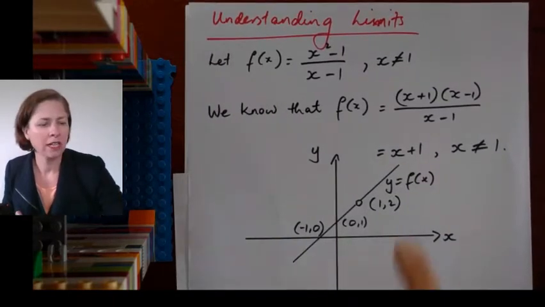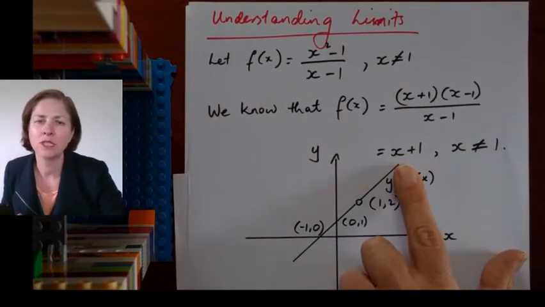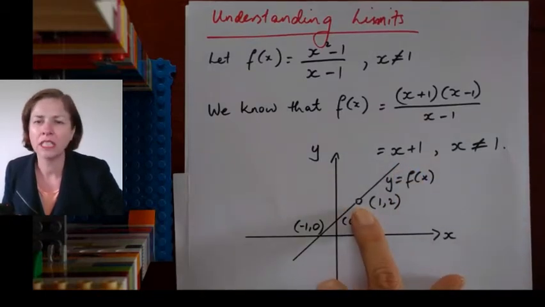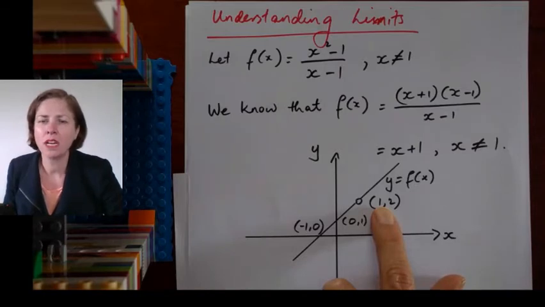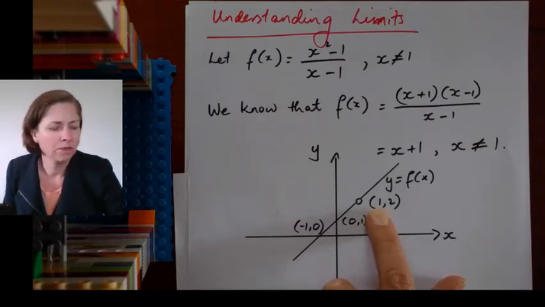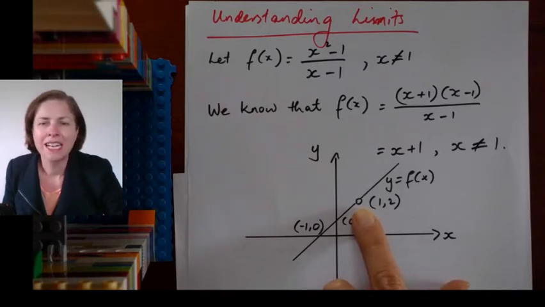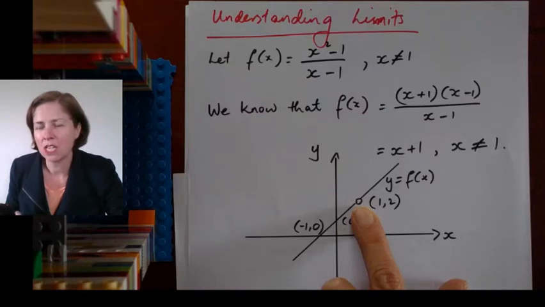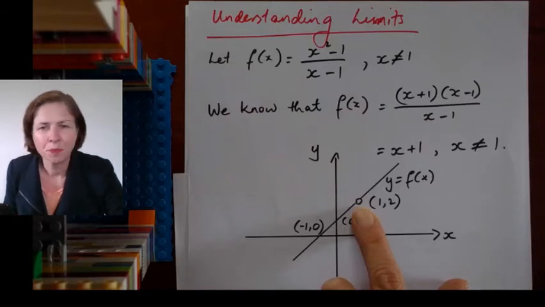It's a straight line. It's the line f of x equals x plus 1, but it has a hole in it. It has a gap at the point 1, 2, where x equals 1 and y would equal 2. There is a hole in this function. There's nothing there.